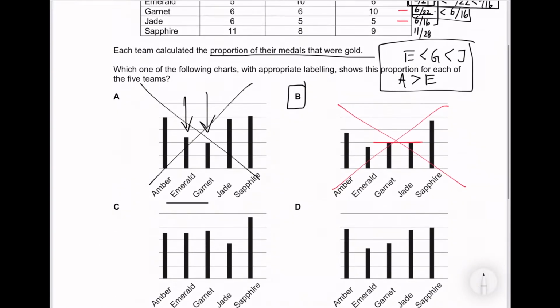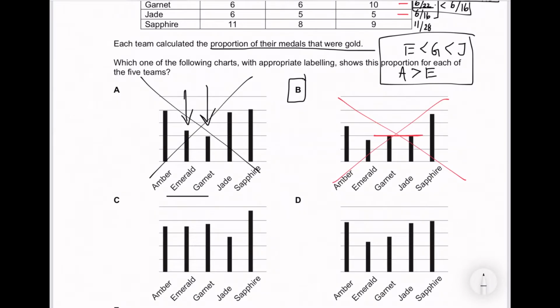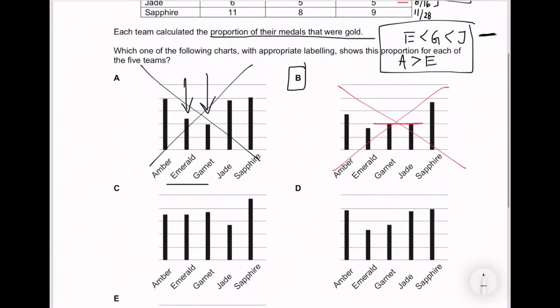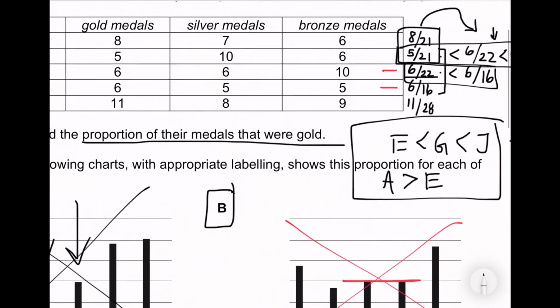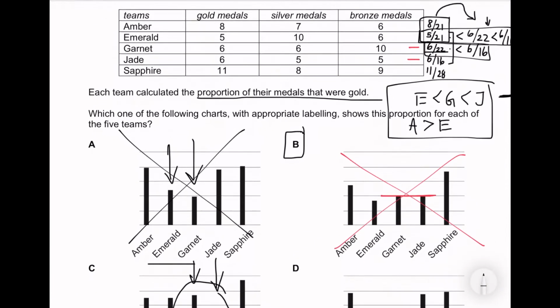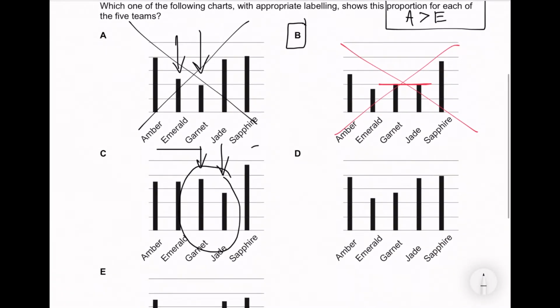Let's look at chart C. So chart C, let's test the first conclusion we drew, which was E is smaller than G and smaller than J. So we can see here that J is not larger than G, right? The bar for jade is lower than the bar for garnet. And again, we review why. So 6 out of 16, 6 out of 22, we know that jade has to be a higher bar because it has a higher proportion. So C is not correct.